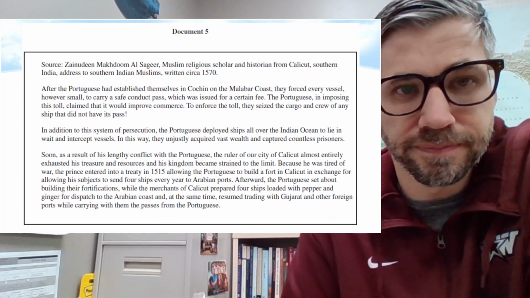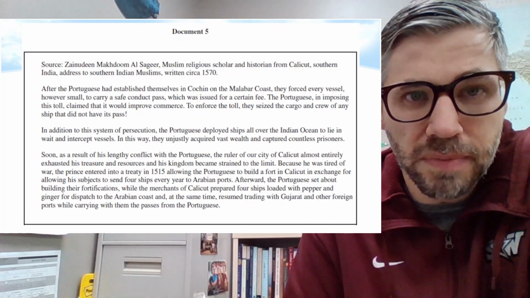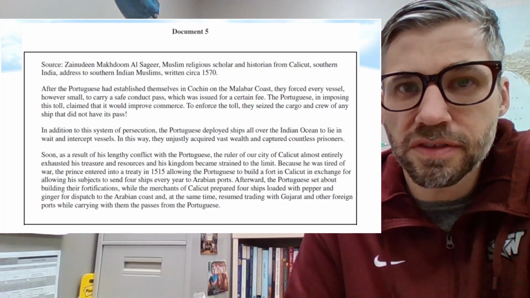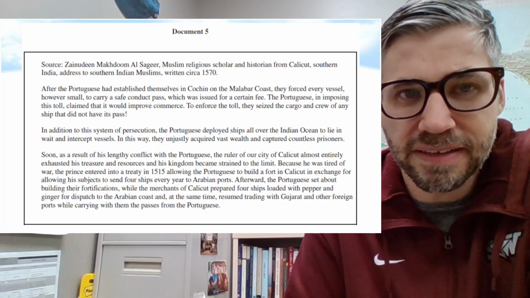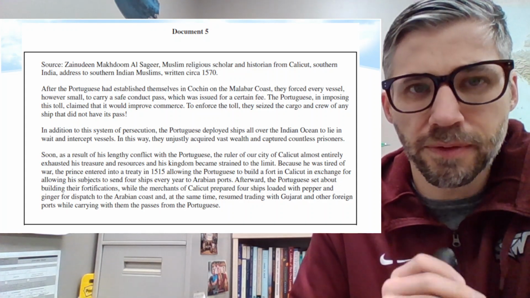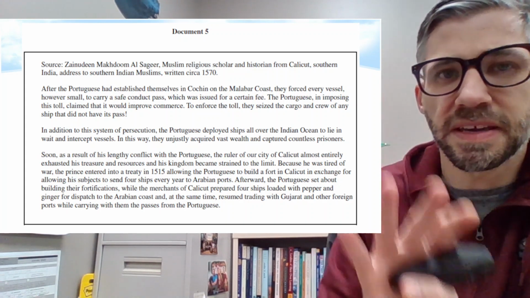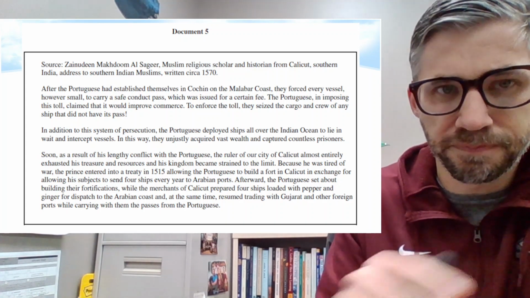Document 5. Zainuddin Makhdoom al-Sagir, a Muslim religious scholar and historian from Calicut, southern India, in an address to southern Indian Muslims, written circa 1570. So a religious scholar speaking to Indian Muslims.